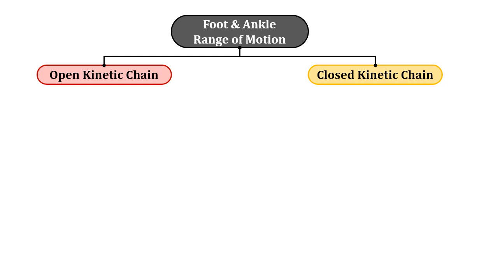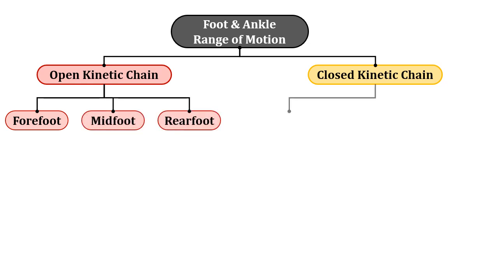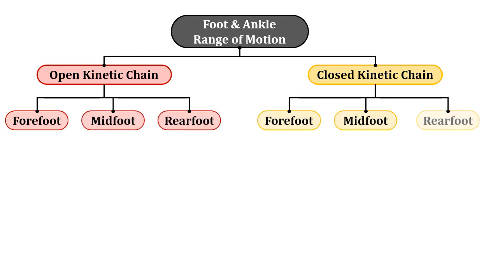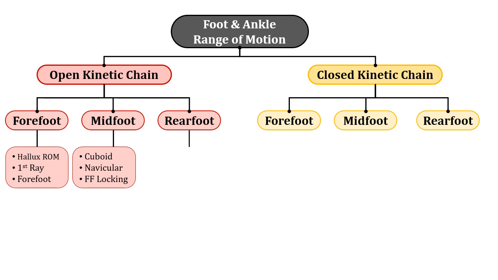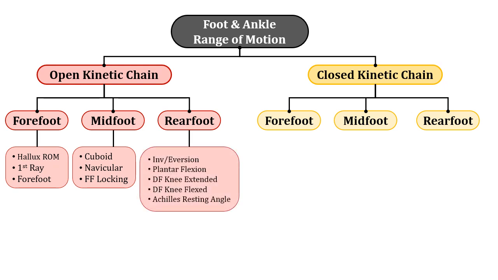So, furthermore, we can break it down into open kinetic chain assessment and closed kinetic chain assessment. For the open kinetic chain assessment, we can break it down into the forefoot, midfoot, and rear foot. And synonymous with that, we can do the same with the closed kinetic chain. For the forefoot, we'll break it down into the hallux, the first ray, and the forefoot. For the midfoot, you can look at the cuboid, the navicular, and the forefoot locking mechanism. Rear foot: inversion, eversion, plantar flexion, dorsiflexion, both knee extended and flexed. The Achilles resting angle we'll talk about as well.